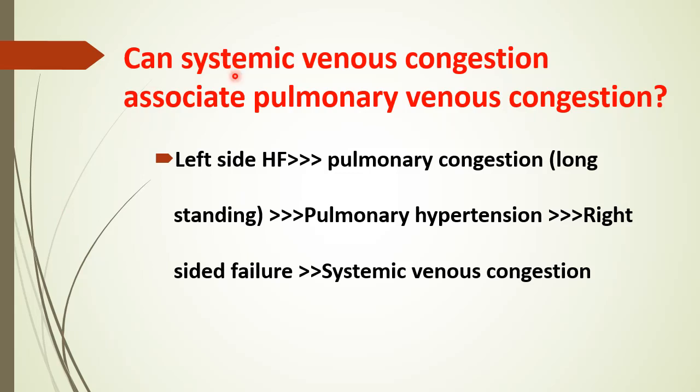Yes. Systemic venous congestion could associate pulmonary venous congestion. In which case, if there is left side heart failure, which leads to pulmonary venous congestion, as I mentioned before, and if the pulmonary venous congestion stands for a long time, it will lead to pulmonary hypertension, which consequently leads to right-sided heart failure, which ends in systemic venous congestion. So the systemic venous congestion could associate pulmonary venous congestion, and this is a very important question.